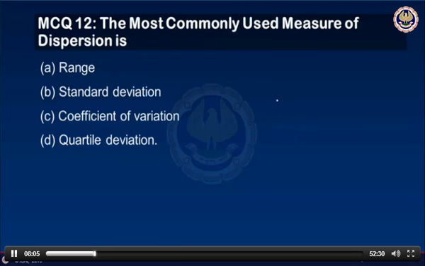Next, MCQ 12. The most commonly used measure of dispersion: A. Range, B. Standard deviation, C. Coefficient of variation, D. Quartile deviation. We have discussed that the most commonly used measure of dispersion in statistics is standard deviation, which has mathematical properties also. So it is the most important one, standard deviation.